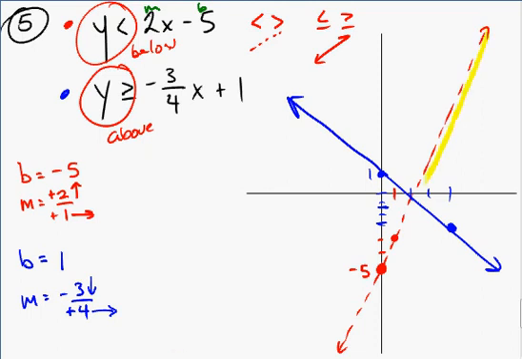Below the red, above the blue. That's the solution. Any point in here is a solution to this system. Any point outside of there is not a solution to the system. A point on this dotted line is not a solution. A point on the solid line is a solution. Okay?